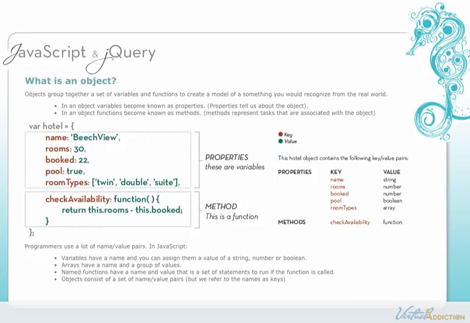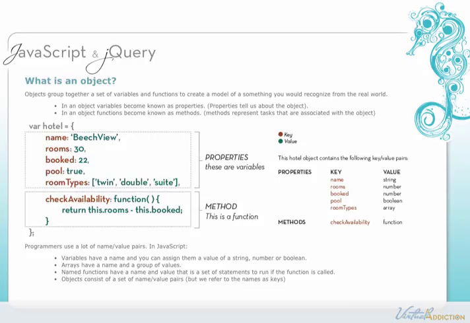Properties tell us about the object, such as the name of a hotel or the number of rooms it has. Each individual hotel might have a different name and a different number of rooms. In an object, functions become known as methods. If a function is part of an object, it's called a method. Methods represent tasks that are associated with the object.